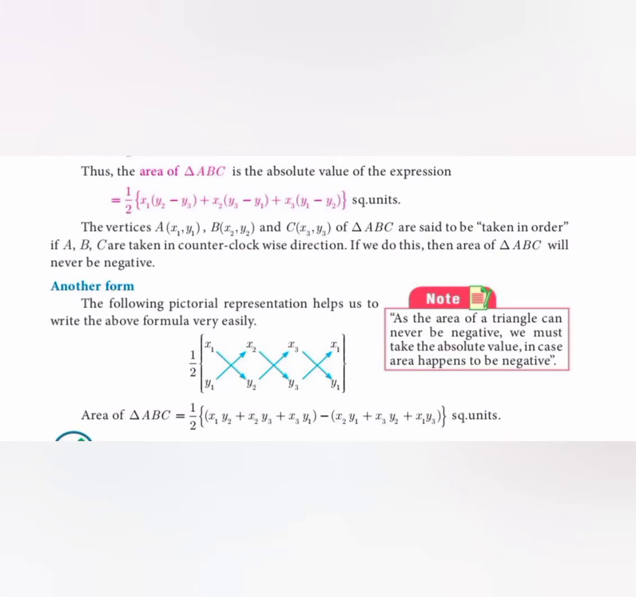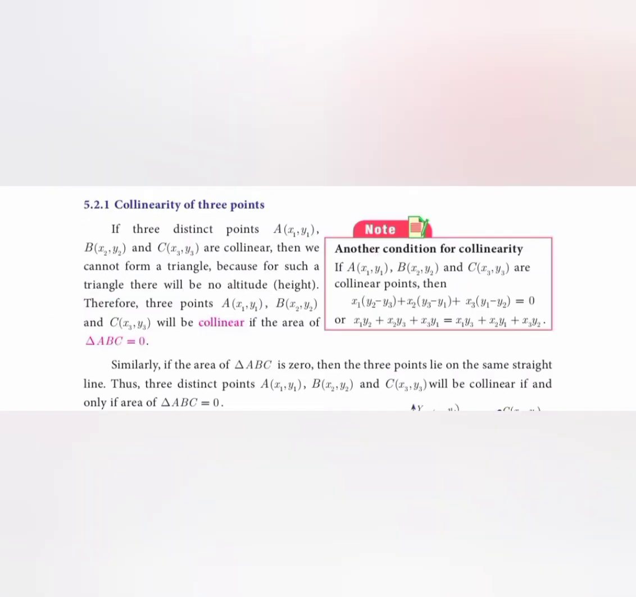Area of triangle ABC is equal to half into x1 into y2 minus y3 plus x2 into y3 minus y1 plus x3 into y1 minus y2. Or another form, half into the cross multiplication method. First x1 y1, x2 y2, x3 y3, again x1 y1, then we have to cross multiply them to get the values, and in between we should use the minus sign. So this is the formula we are going to use for finding the area of the triangle. If the area of the triangle turns out to be negative, we can take that to be positive.